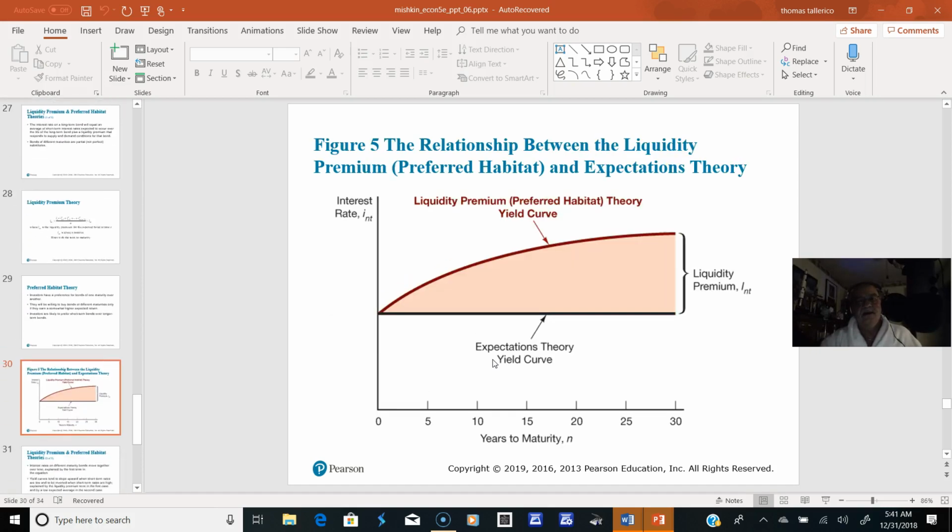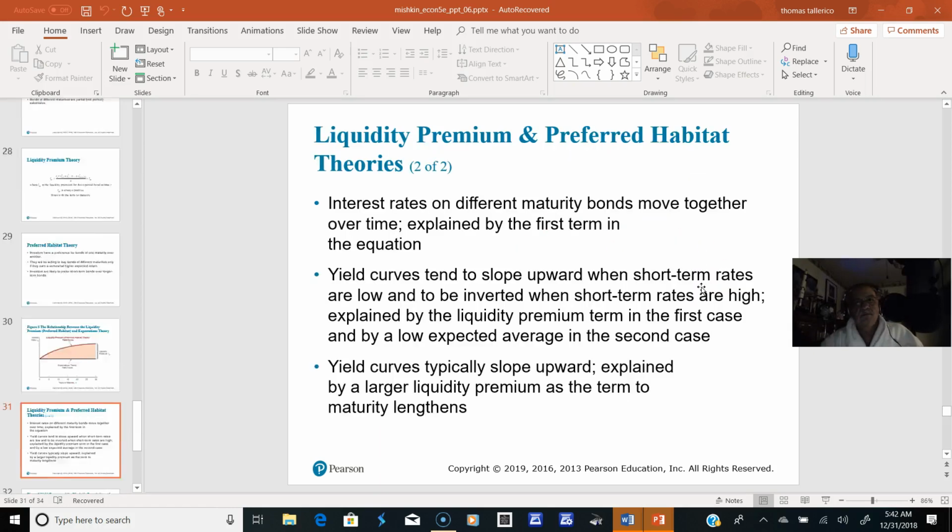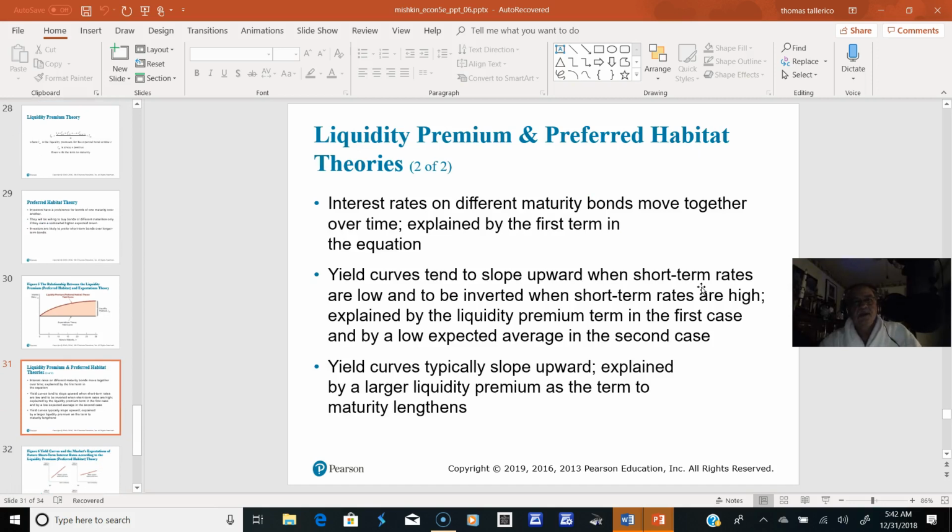So here's a great curve. It shows the relationship between the liquidity premium and expectation theories, right? And here's the expectation theory yield curve, and here's the liquidity premium theory yield curve, and it shows it quite nicely. And you can clearly see the liquidity premium that they show right here. So there's a couple other points here about liquidity premium. And basically, yield curves typically always slope upward.